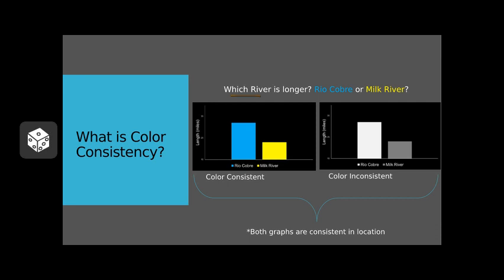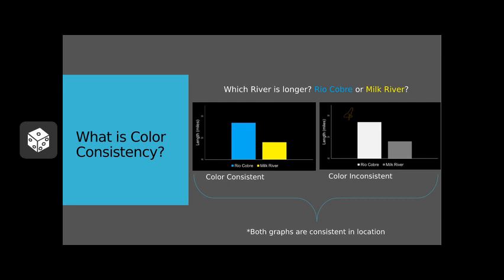When the question presenting the information has the variable Rio Cobre, for example, as blue, and the variable Milk River as yellow, the graph on the left is color consistent with those variables, or CC. So the graph on the right would be color inconsistent, or CI, with the presented information.